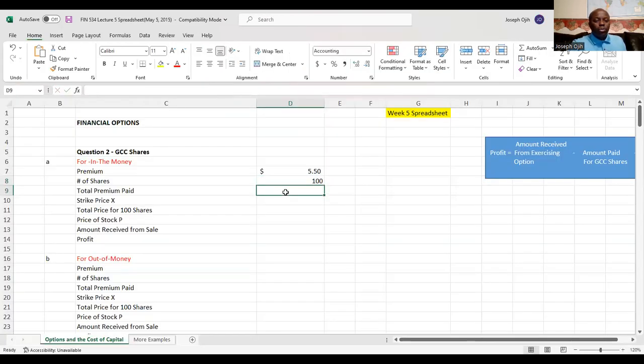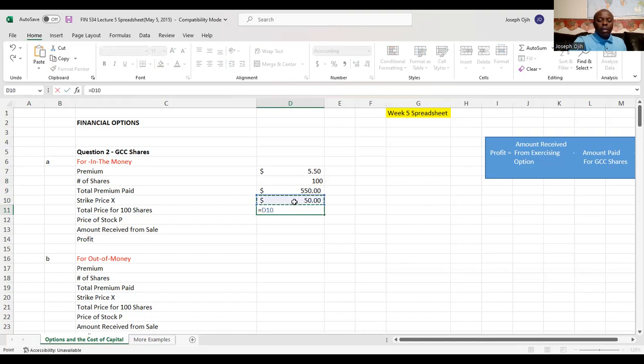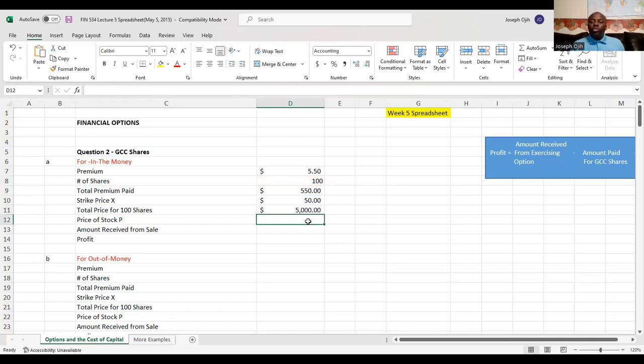Okay. So the total amount that John will pay will be 100 times $5.50, which equals $550. Good. Now the strike price is $50. That's the price that Brittany wants to sell the shares to him for. So the total price for the stock, 100 shares, equals $50 times 100 shares, $5,000. That's how much John would pay.